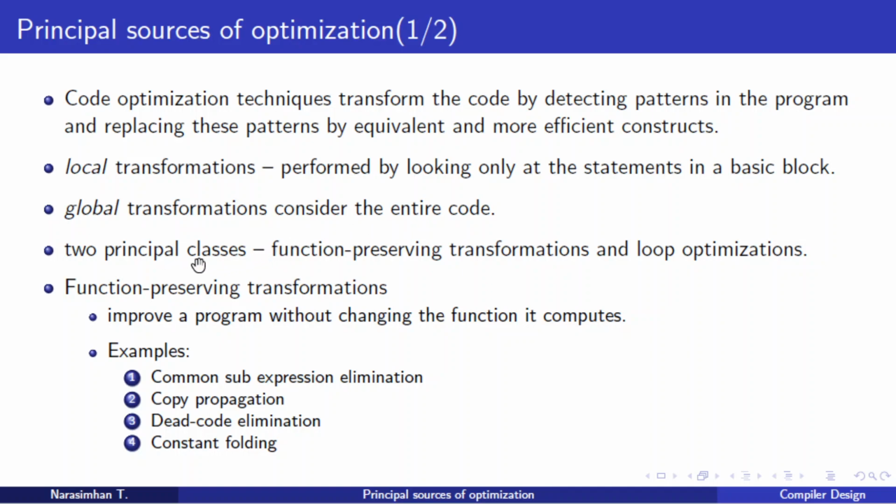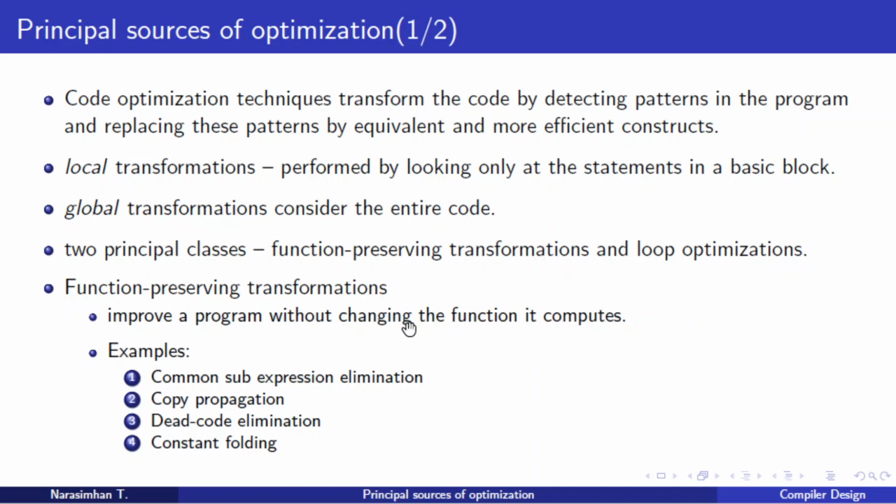The various optimization techniques can be divided into two major classes. One is known as function preserving transformations and the other one is loop optimizations. The function preserving transformations improve a program without changing the function it computes. The program might have been written to achieve some functionality. It might be computing some function. It should not happen that after the optimization you end up with the code showing some unexpected wrong results or throwing some errors which did not happen with the original unoptimized version. The functionality of the code should be preserved. That is what this statement means.